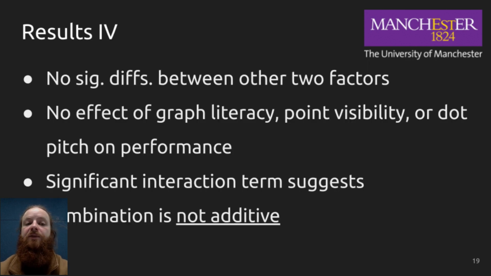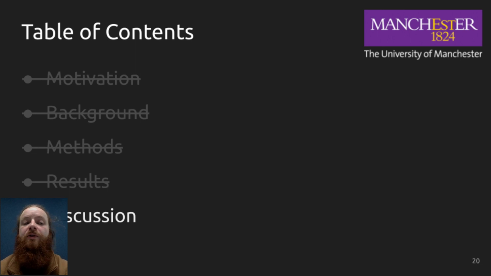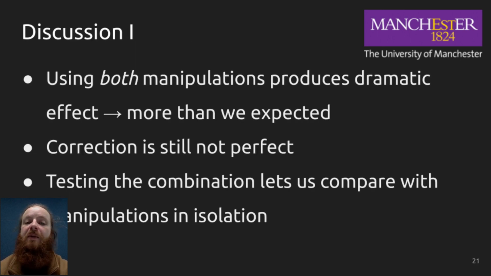So we saw no significant differences between our other two incongruent factors, no effects of graph literacy, point visibility, or dot pitch on correlation estimation performance. In our modelling, we did find a significant interaction term, which suggests that, contrary to what we expected, the combination of size and opacity decay functions in scatterplots is not additive. So through this work, we provide evidence that using both size and opacity manipulations together produces dramatic effects. These effects are stronger than we predicted, and through comparison with our previous work, in which we used opacity and size manipulations alone, are stronger than either manipulation used in isolation.